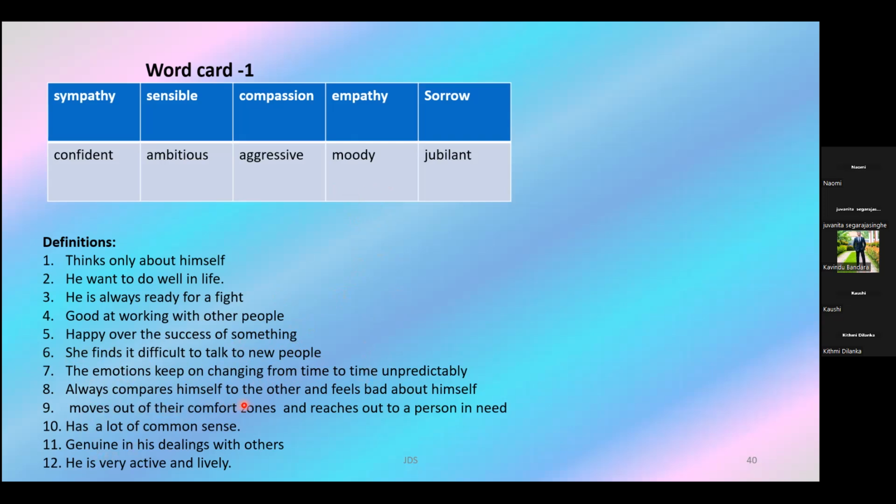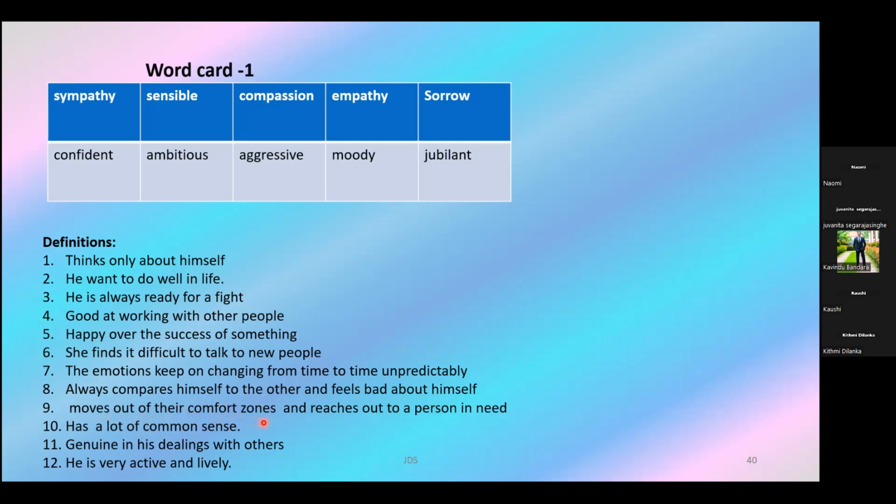Always compares himself to the others and feels bad about himself. Inferiority. Do you have inferiority complex? No. Superiority, inferiority? No. So no need to cut any word.